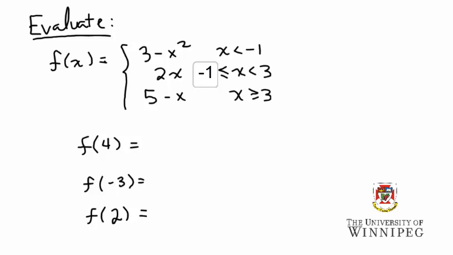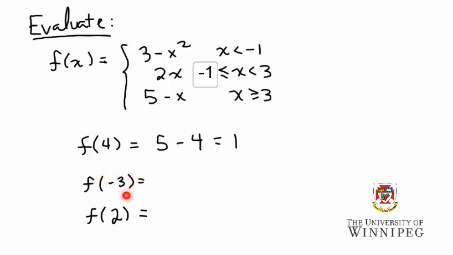In this example, I'd like to do a couple evaluations with a piecewise function. Let's say we'd like to calculate f at 4 for the following piecewise function. Well, the first thing we need to do is look at this value of x and determine which one of these intervals 4 lies on. Notice that 4 is bigger than or equal to 3. So 4 lies on the following interval, which means we should use this piece of our piecewise function to do the evaluation. F at 4 is going to be 5 minus 4, which is 1.